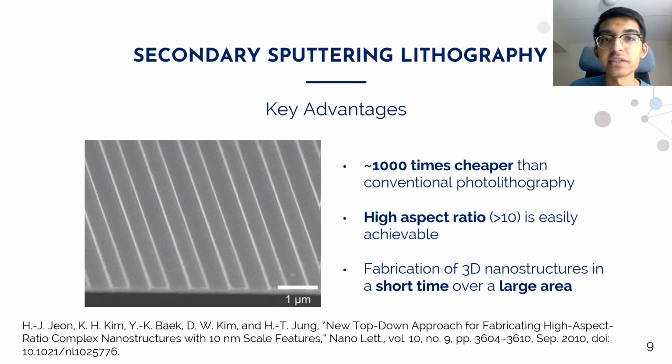Also, this method allows for a high aspect ratio of greater than 10 to be easily achieved because in this method, the height of the nanostructure only depends on the height of the pre-pattern, which can be easily changed by changing the PDMS mold and RIE conditions. Therefore, a broad range of feature sizes can be easily achieved. Additionally, this method allows for these 3D nanostructures to be made over a large area in a short amount of time.